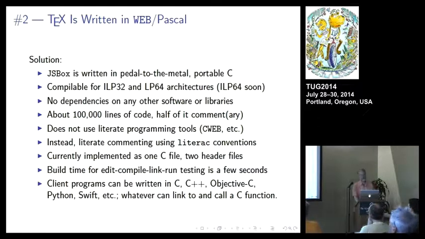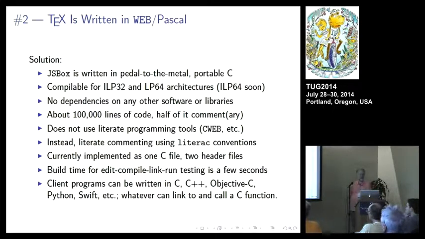I don't use WEB or CWEB. Instead, I created my own sort of visual syntax in my comments, without actually having any software to deal with it. After I did that, I wrote another program called Literate, which I'll talk about next after the break, to actually typeset the code into a book form. It's 2,100 pages long. It's currently implemented as one C file with two header files, and one of those header files is because I'm hedging my bets.